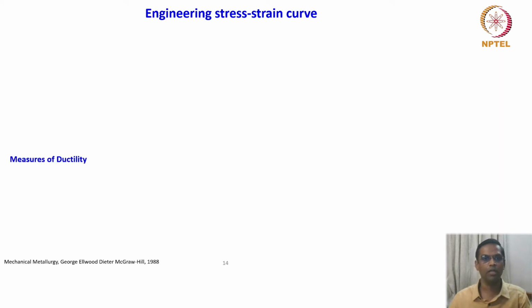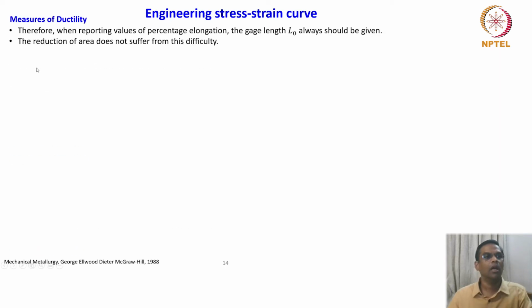So it is always important. Therefore, when we are reporting values of percentage elongation, the gauge length L naught should always be given. While reporting this without mentioning the gauge length, the percentage elongation will have a biased value. We need to remember this. The reduction in area does not suffer from this difficulty. So you can say that reduction in area is a better measure of ductility than the percentage elongation because of the gauge length dependence.